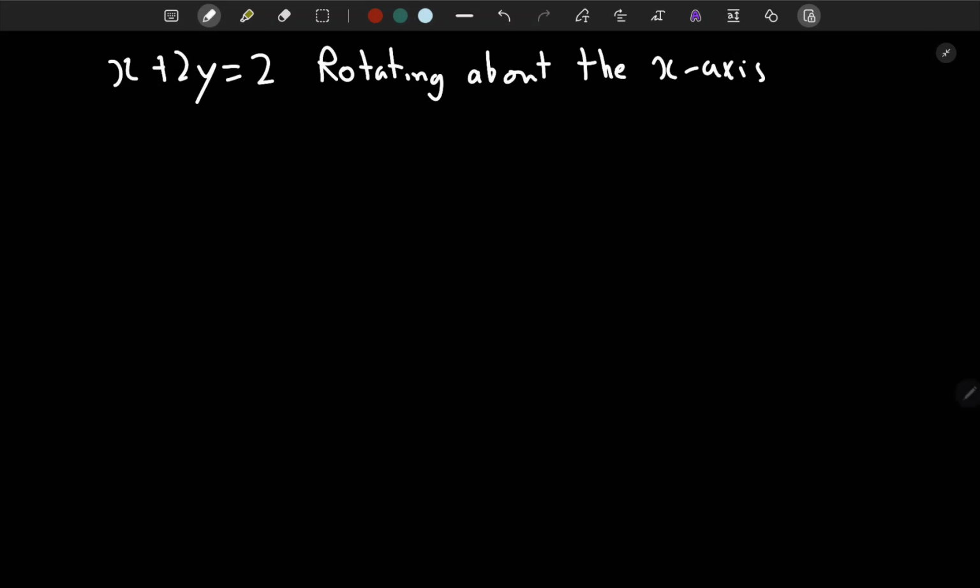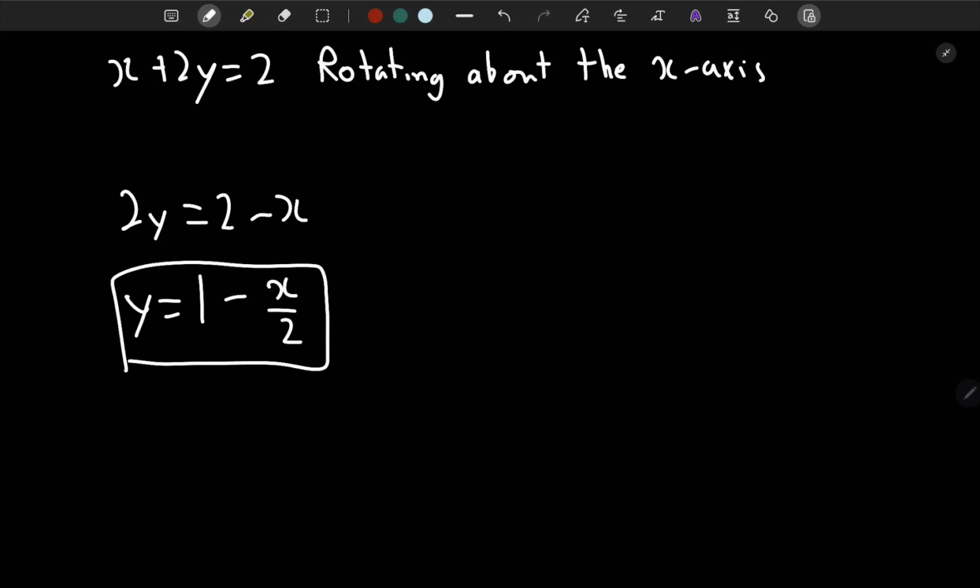So let's graph it first. Also we notice that this equation is not in the form y is equal to ax plus b. So we also need to rearrange that, and we are rotating about the x-axis, so we need it in terms of x. So here I am going to rearrange it. So 2y is equal to 2 minus x. I just brought x to the other side here, and now we divide the entire thing by 2. So y is equal to 1 minus x over 2, and this is what we are graphing.